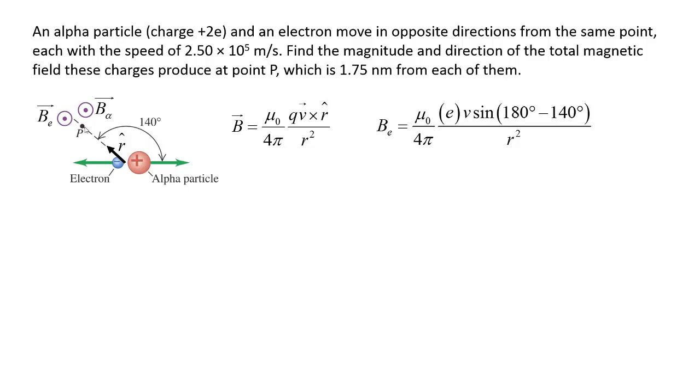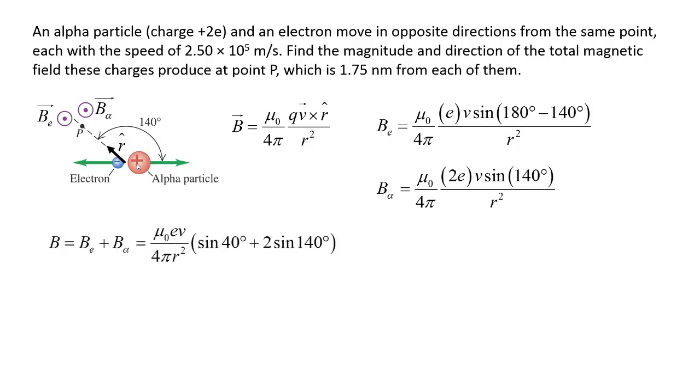The magnetic field created by the alpha particle is mu0 over 4 pi multiplied by the charge of the alpha particle, which is 2e, multiplied by its speed multiplied by the sine of the angle between the speed of the alpha particle and the unit vector r, and that angle is 140 degrees, divided by the distance from the alpha particle to point P, which is the same, r squared.